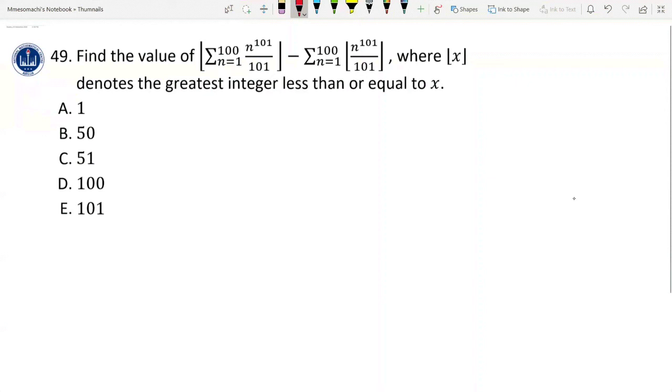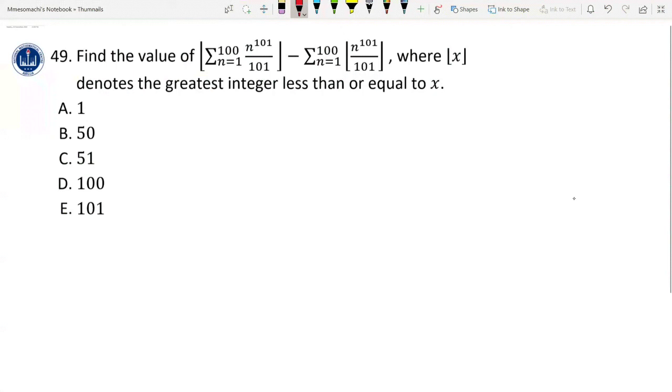So find the value of, and we have a floor function. Kind of looks scary, right? We have a floor function and the sum inside the floor function, and then we have the sum with the floor function in it. Okay, and we're given the definition of what a floor function is, which I believe many of us watching this video will be conversant with. So let's go into this problem.